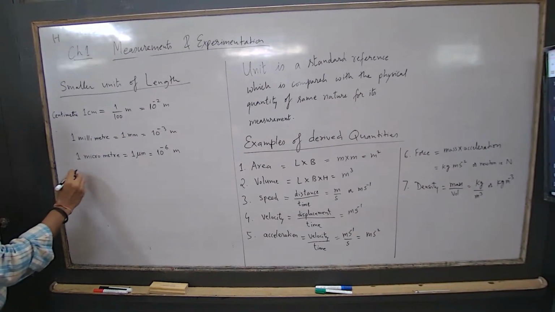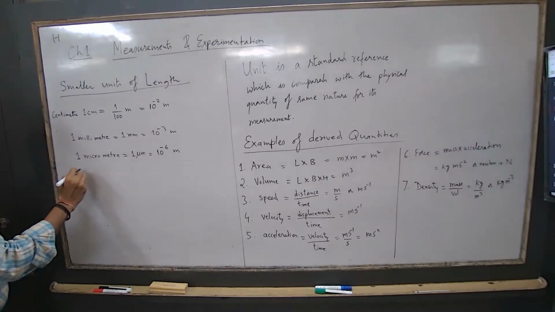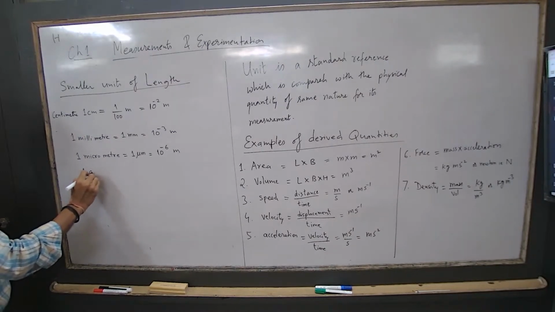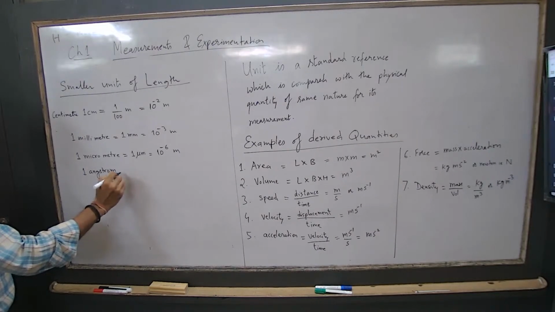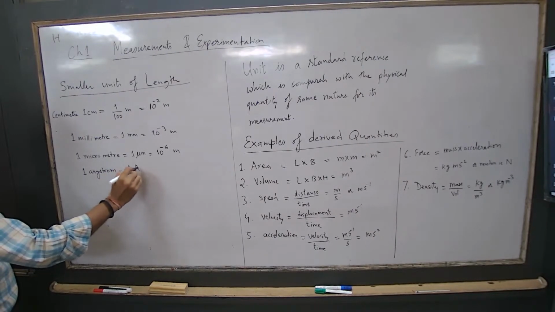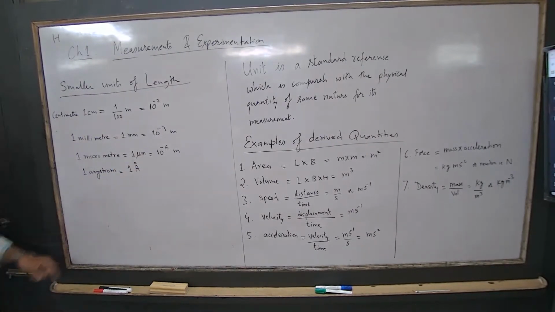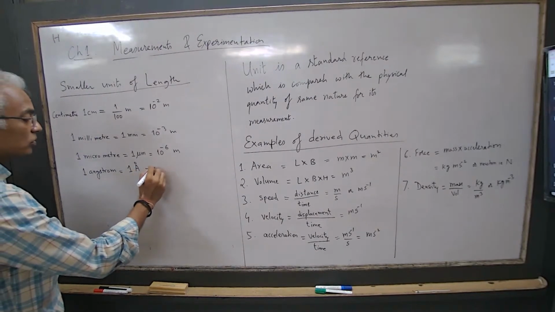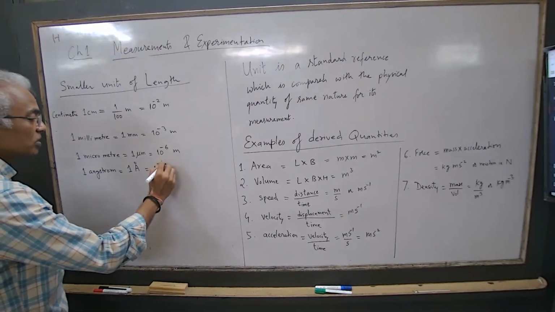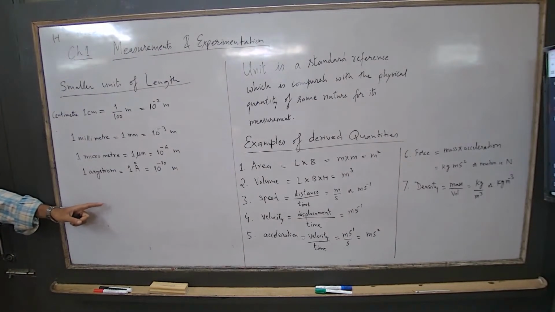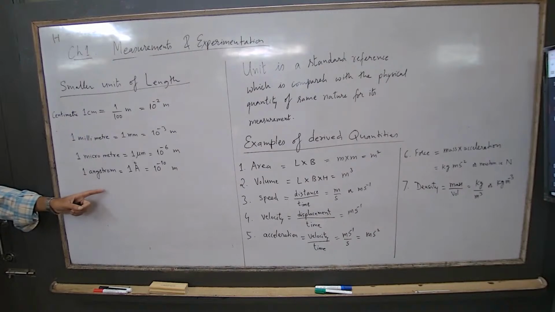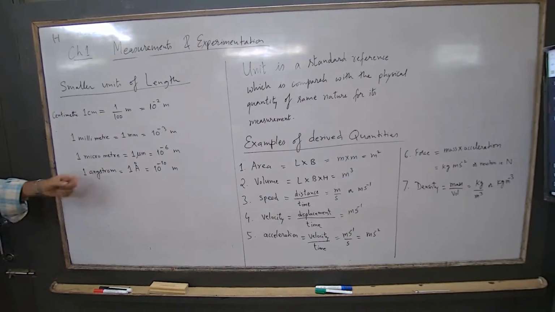Then smaller than this you have 1 angstrom. This is equal to 10 to the power -10 meter. This is the atomic size. The size of a hydrogen atom is about an angstrom. So atoms are this small.